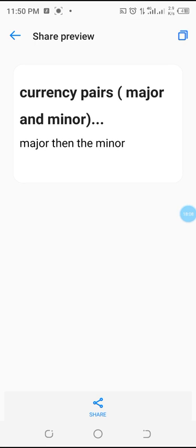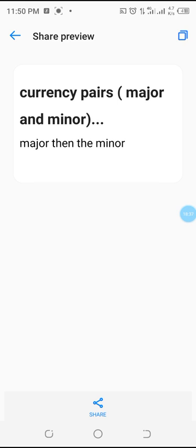So guys, we move to the next, which is what? Currency pairs. Talking about the major and the minor pairs. Now, there's the major and then the minor. So I'm going to show you guys some major, and then I'm going to show you some minor. Whenever you see a major pair, you know that this is a major currency pair. Whenever you see a minor, you know that this is a minor currency pair.